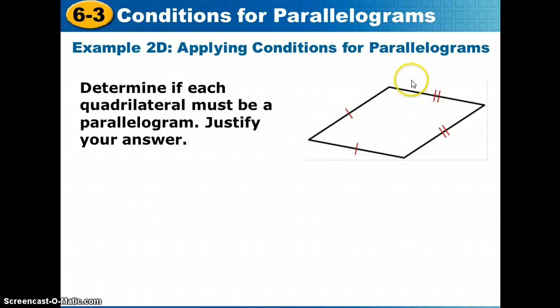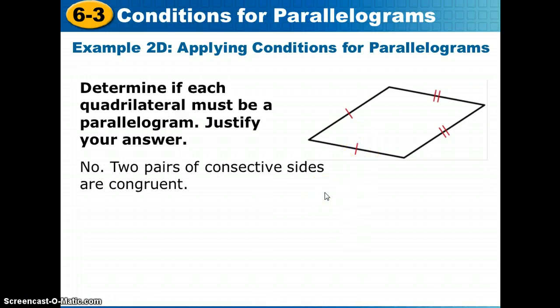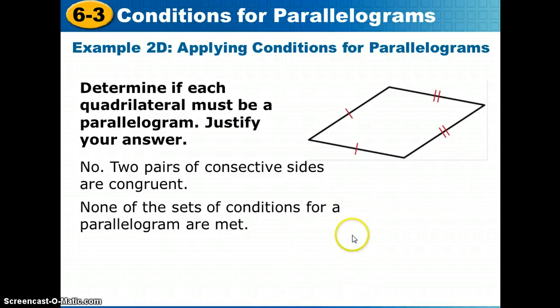On this one, notice that these sides are congruent and these sides are congruent. So I have two pairs of sides congruent, but notice these are not opposite sides, nor are these. These are consecutive sides. So no, two pairs of consecutive sides are congruent, not opposite. None of the conditions are met for parallelograms.